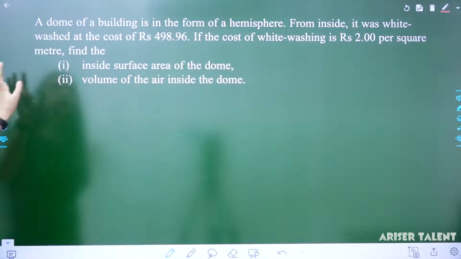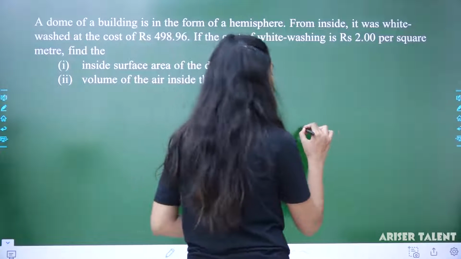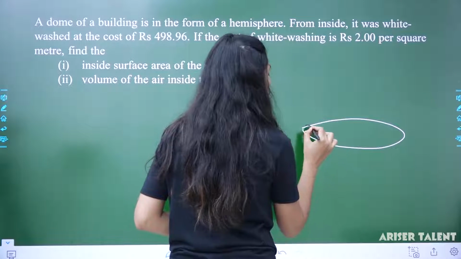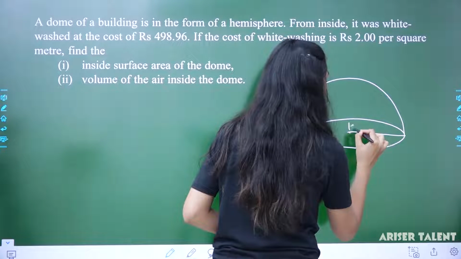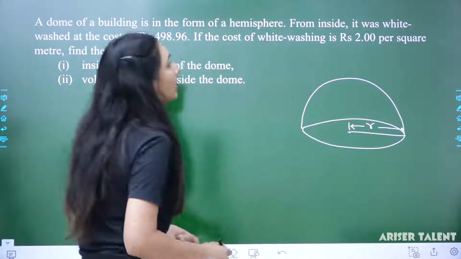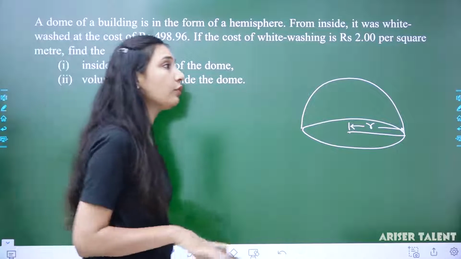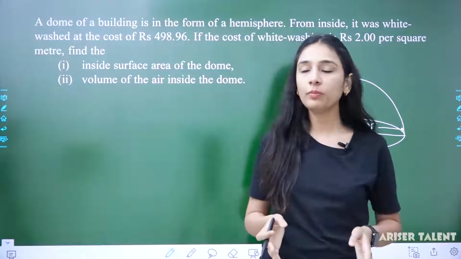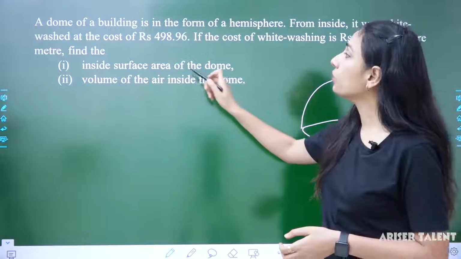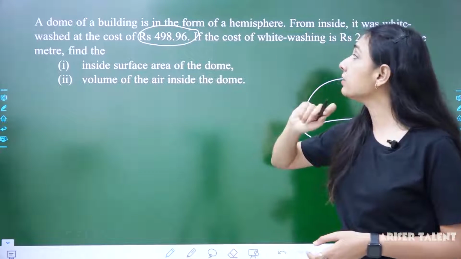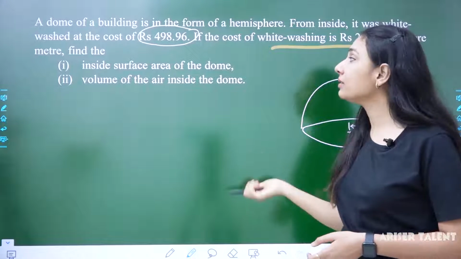Now, the next question: a dome of a building is in the form of a hemisphere. We are going to have this hemisphere here. It will have some radius r for sure. From inside it was whitewashed. That means it is hollow. The dome will be hollow only. The cost of whitewashing is rupees 498.96, at rupees 2 per square meter. Find the inside surface area of the dome.